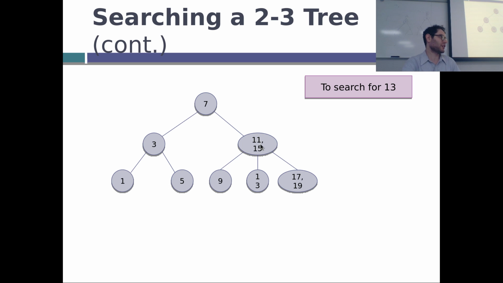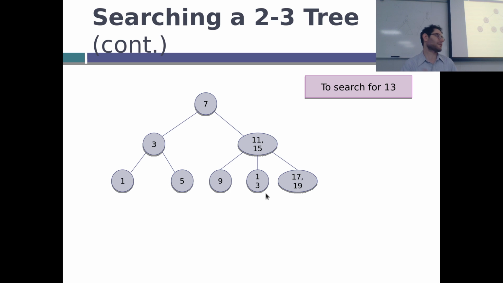So you have two values in here, x and y. Left, and x is less than y. Everything to the left is less than your first number. Everything to the right is greater than your second number. And everything in the middle is in between.